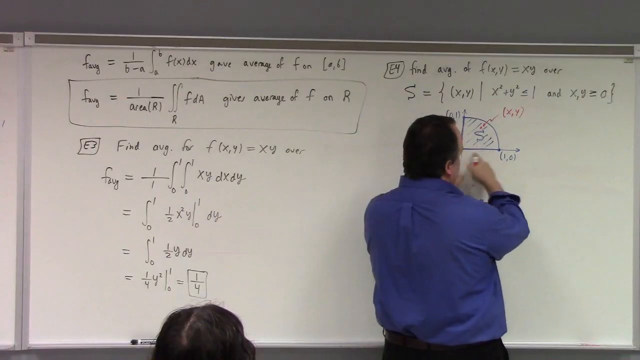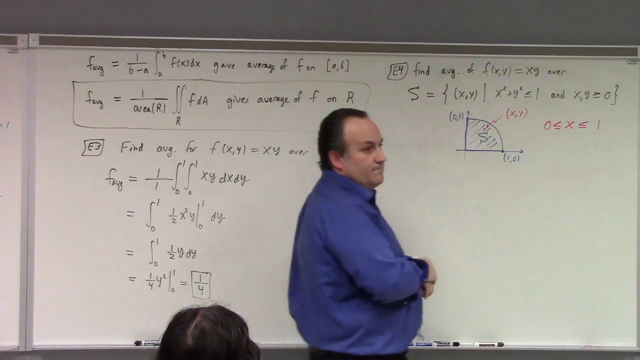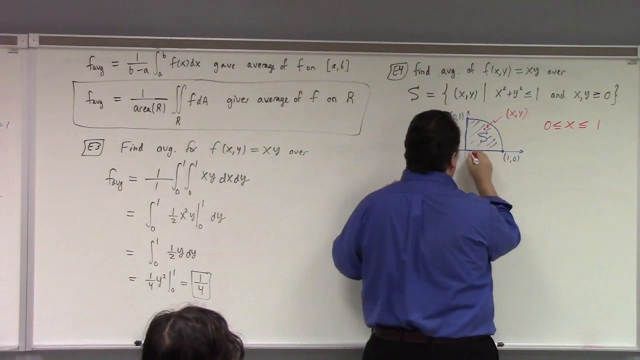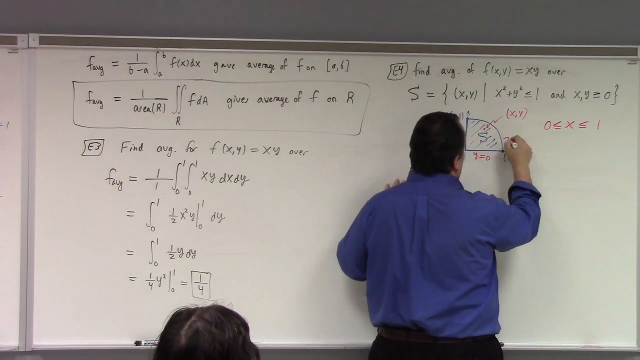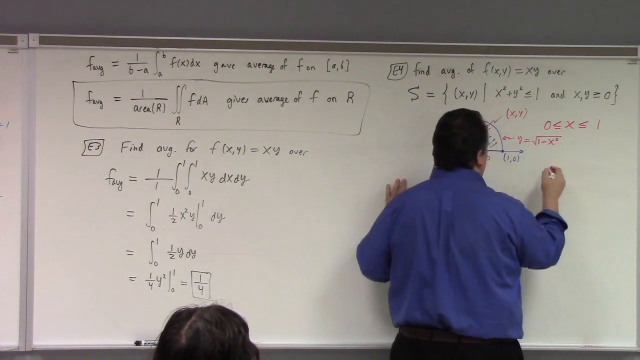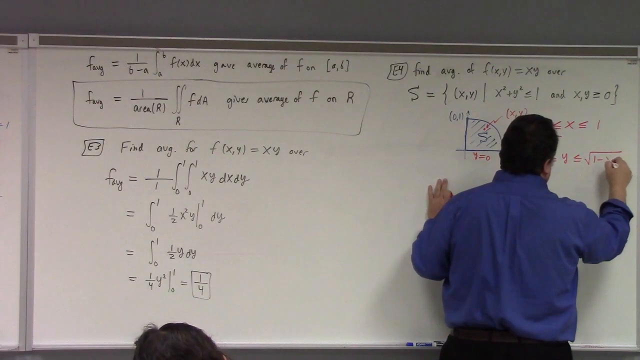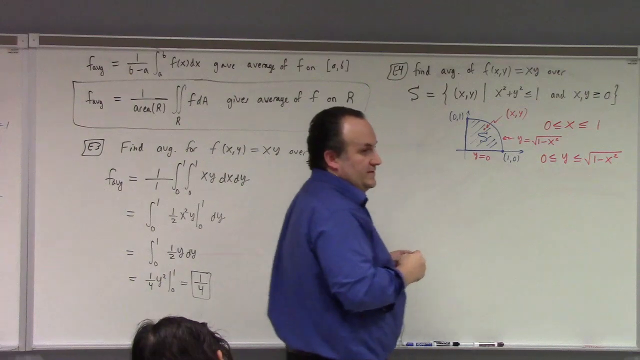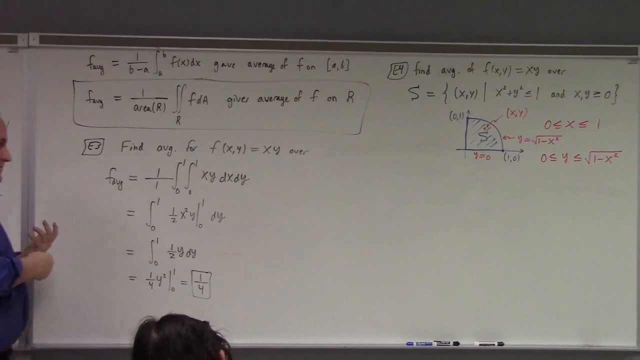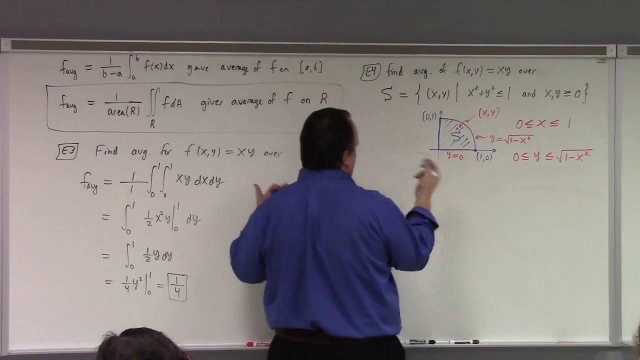So quite clearly, we can put 0 less than or equal to x less than or equal to 1 in that shape. Agree? And this down here is y equals 0. This guy up here is y equals the square root of 1 minus x squared. So I have 0 less than or equal to y less than or equal to the square root of 1 minus x squared. So that's my type 1 description of S. And we'll work it out before too long.